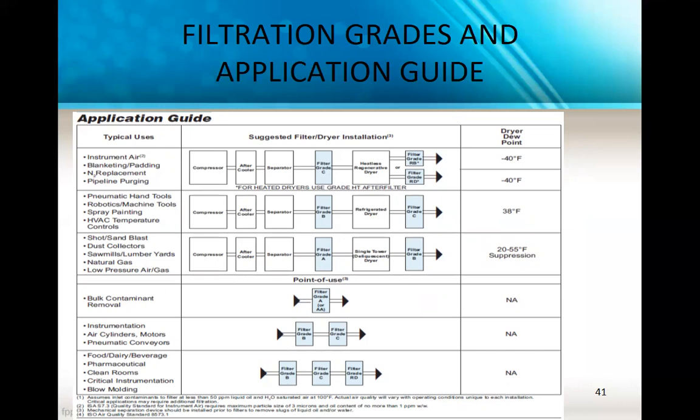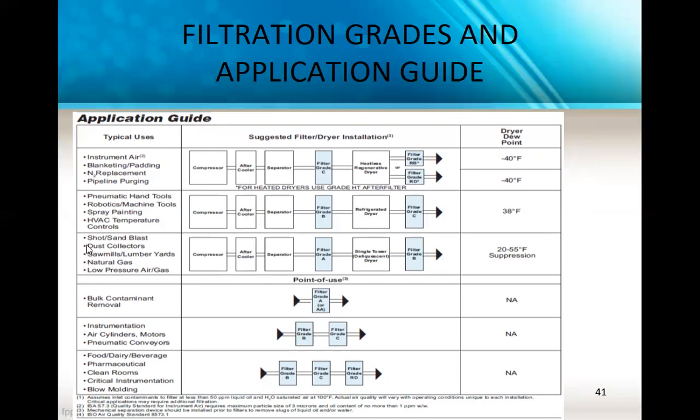Discuss natin yan later. So dito, meron kang filter grade, and dryer dew point negative 40 Fahrenheit. Yan. Part of the selection is yung dew point sa dryer. Next is pneumatic hand tools, robotics, machine tools, spray painting, HVAC temperature control, so pneumatic control, di ba? So compress, ayan, same, filter grade B, then refrigerated dryer. So 38 Fahrenheit. So ito, mataas yung temperature, so tama na yung refrigerated na.